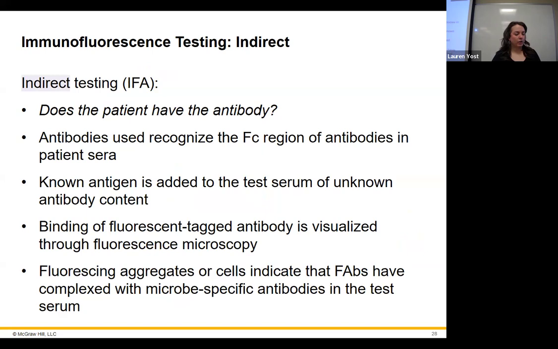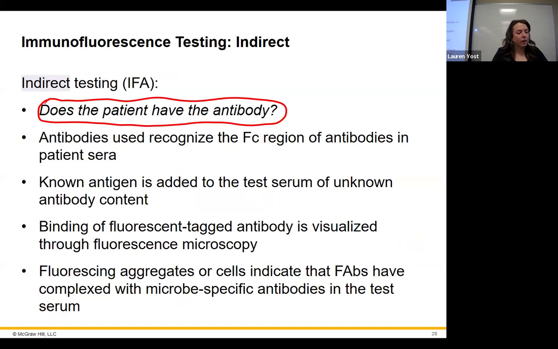So then we have the indirect version. We want to know, does the patient have the antibody? Are they carrying around the antibody against whatever it is? So we have our known antigen added to our patient serum that may or may not have the antibody. And then a fluorescent tagged antibody is used to identify any of those interactions. So it's essentially the same concept as the direct, but looking at it like the reverse way.